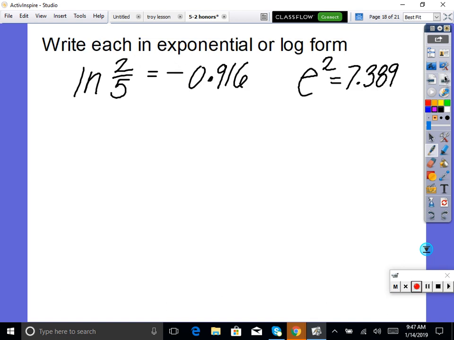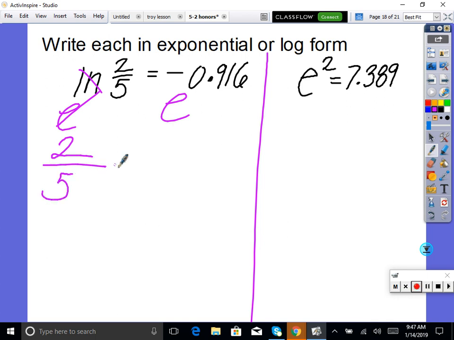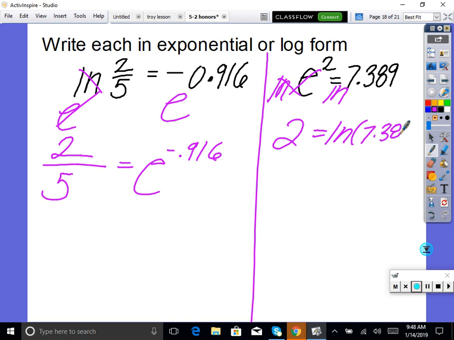Now this is the last thing of the lesson. Write each in exponential or log form. If it starts as a log, write it in its exponential form. To undo ln, I need to e both sides. So ln and e undo each other, and my true statement would be 2/5 equals e to the -0.916. I've just rewritten it in its exponential form. This one says rewrite it in its logarithm form, so I'd ln both sides. So I'd have 2 equals ln of 7.389. Notice you're not solving anything, it's already solved. We're just switching back and forth. Pretty easy stuff. Do you agree with me?